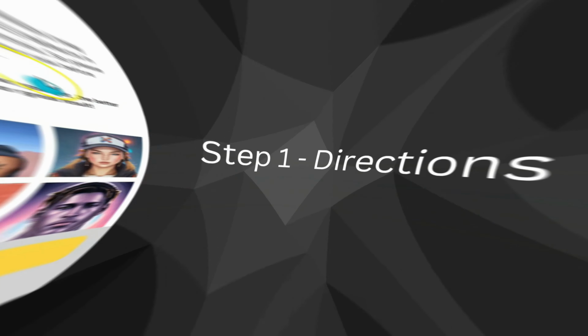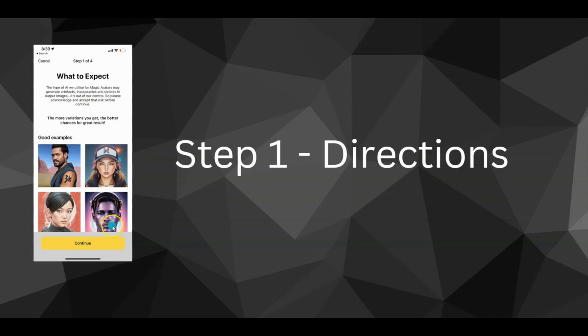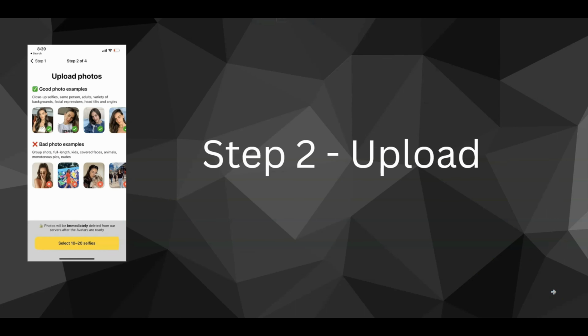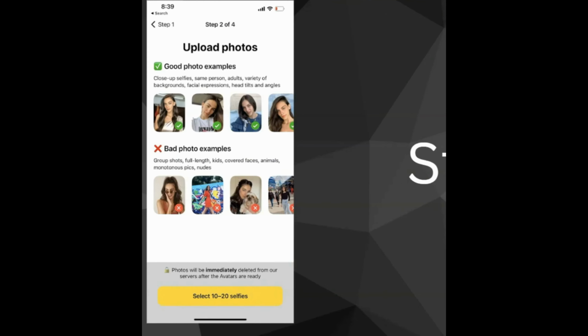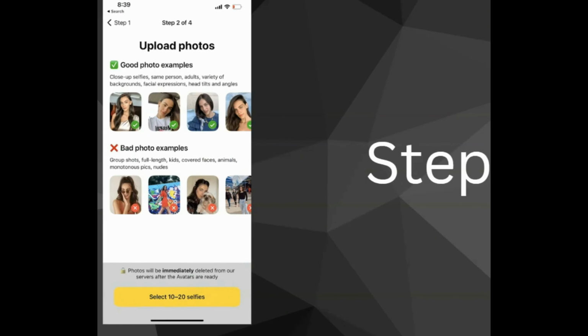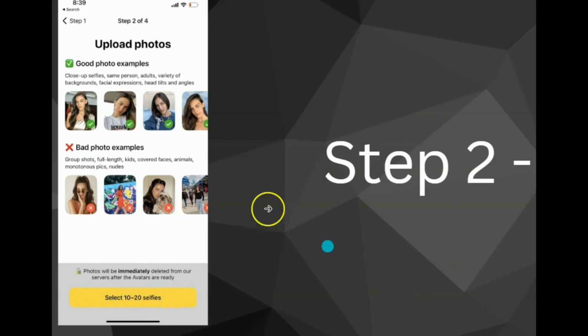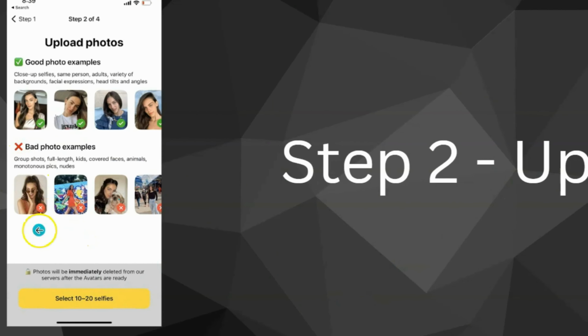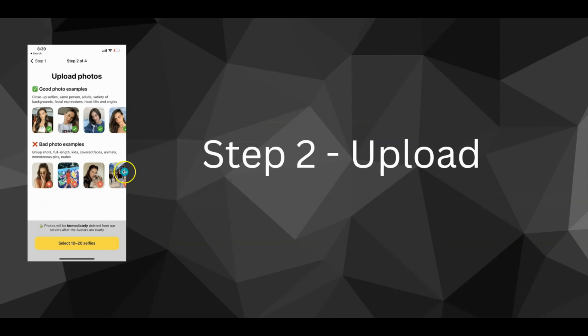So, step one, it's just going to show you what to expect, some good examples. And then if you scroll down here, it'll show you some not so good examples. Step two, you have to upload 10 to 20 images. The images have to be a close-up of you. As you can see in here, it's showing don't show any images with hands or legs or people or pets.